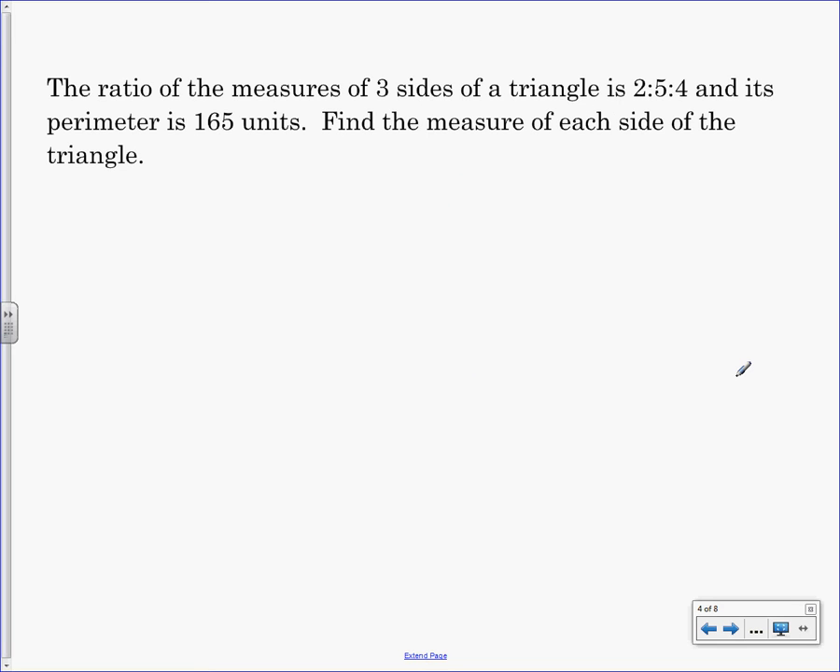The ratio of the measures of 3 sides of a triangle is 2:5:4, and its perimeter is 165 units. Find the measure of each side of the triangle. It's the exact same thing we just did. Okay? So we're going to say 2x plus 5x plus 4x is equal to what? 165. Does everybody get what I did? Okay, so solve for x.